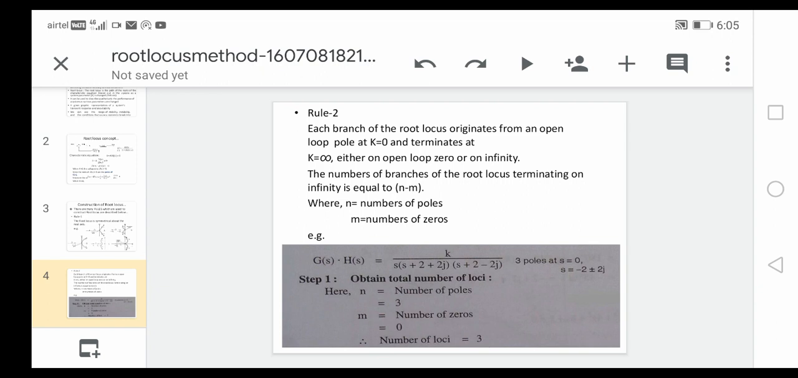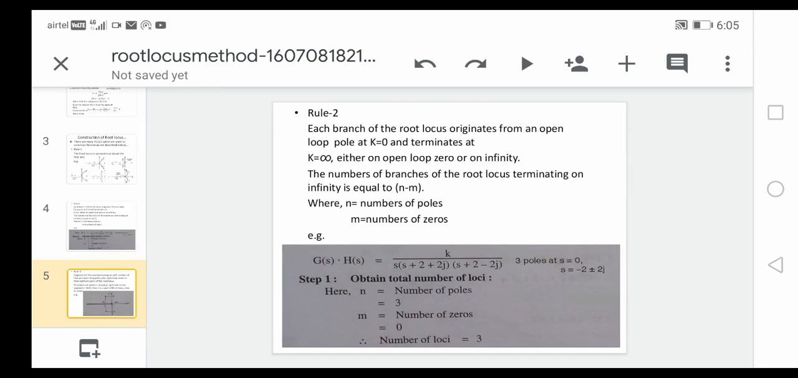For example, if you are having 3 poles in a given transfer function, then 3 root locus branches will be there. If for example you are having only 2 poles at the origin, you are having 2 root locus branches at the origin. In this example, G(s)H(s) is equal to 1 over s(s+2+2j)(s+2-j). That means how many poles are there? 3 poles are there, whether at the origin or complex poles, whatever it may be. The second rule is that you need to identify how many branches will be present in the root locus.